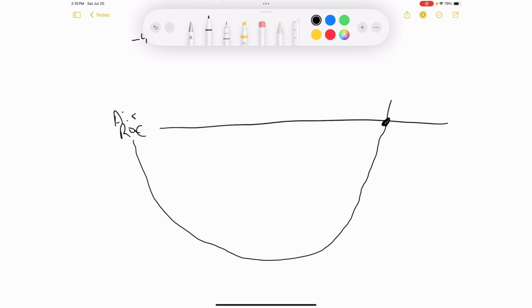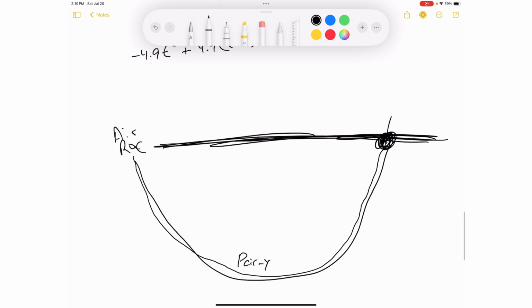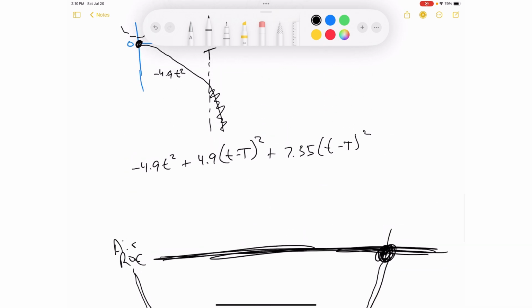So what I want to know is, this right here is the position of the airplane in y. That's that function, and I want to know where does this function equal this function. Where do these two functions intersect? Where do they collide? And they collide right here, and that's at time little t. So I want to know where this thing equals 0. Okay? So that's basically it.